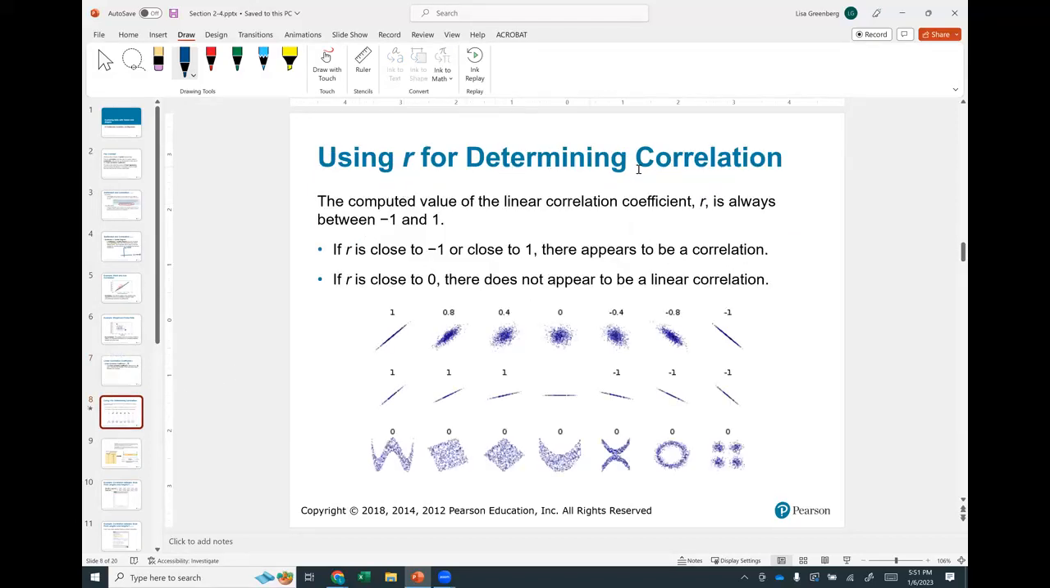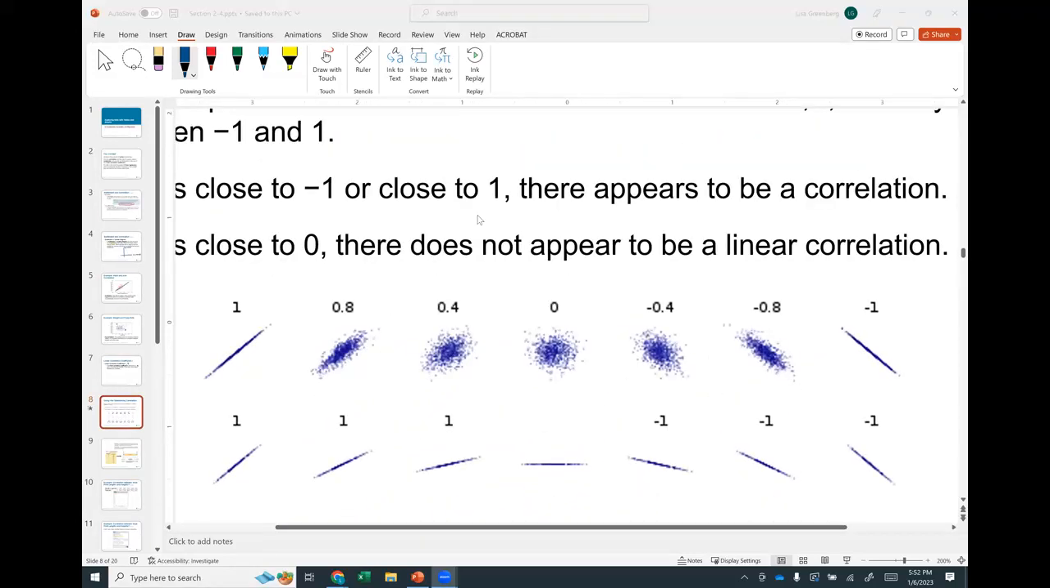So using r for determining correlation. The computed value of the linear correlation coefficient r is always between -1 and +1. If r is close to -1 or close to +1, there appears to be a correlation. So let me show you what that means. Notice, let me see if I can make this a little bigger. Notice how straight this line is. If I have a lot of points, I can hardly tell, right? Because they're all lined up very much in a line.